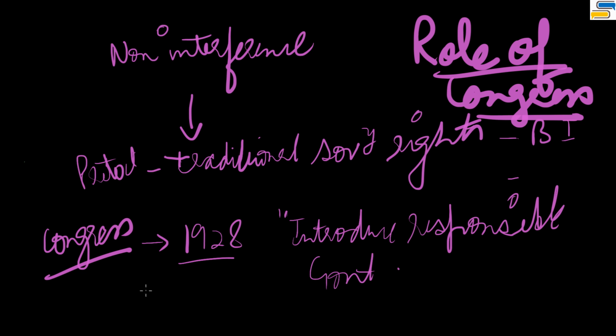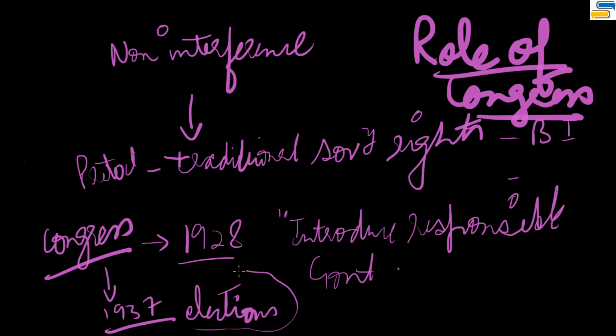But the major blow to princes from Congress came when in 1937 it won the elections. Now this is something very deep. In the elections chapter also, I did not discuss this part because there is no need of mentioning it there as such. But over here, you need to understand, even when the Congress won the elections in 1937, even the princely states got impacted. They were worried. They were now aware that Congress is getting stronger. They were panicky about it.